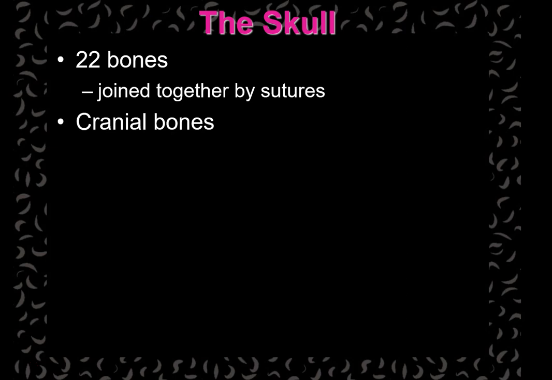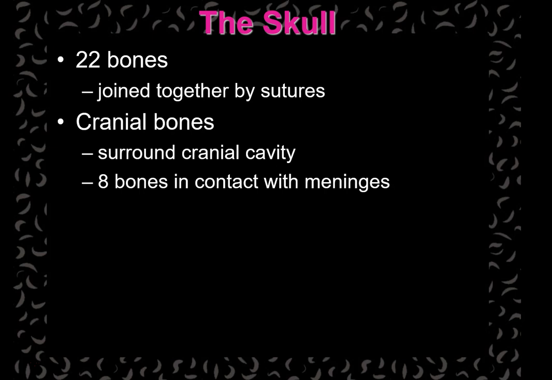Like if I said to you, sphenoid bone, is that going to be a cranial bone or a facial bone? Cranial, okay. Ethmoid, cranial. Parietal bone, occipital bone, temporal bone, all those are cranial bones. Maxilla, zygomatic bone. See, it's not hard. All right, surround the cranial cavity. There's 8 bones that contact the meninges.